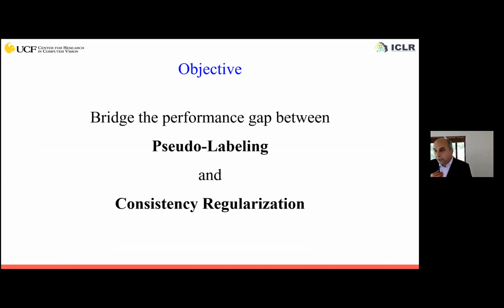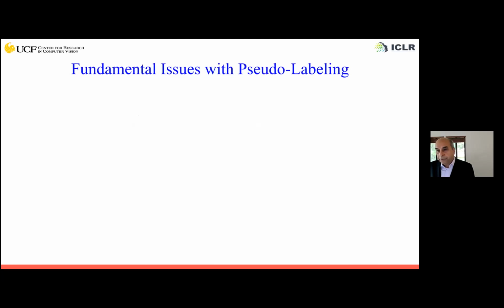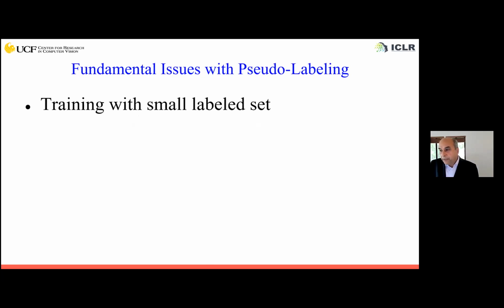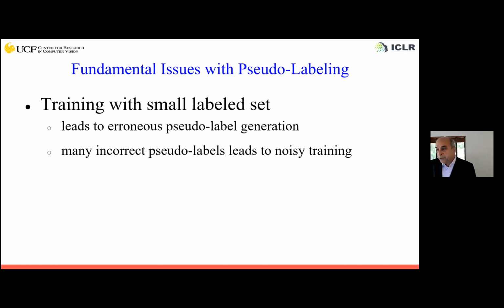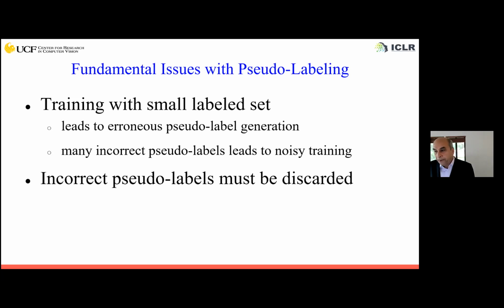Our objective in this work is: can we bridge the gap between pseudo-labeling and consistency regularization? Because as you know, consistency regularization methods have been very popular and have been doing pretty well. That's why we call this method in defense of pseudo-labeling. We found the fundamental issues with pseudo-labeling are that when we train with a small labeled set, it leads to some errors in the pseudo-label generation. These incorrect pseudo-labels lead to noisy training. So the main thing is that we need to remove those noisy, incorrect pseudo-labels.